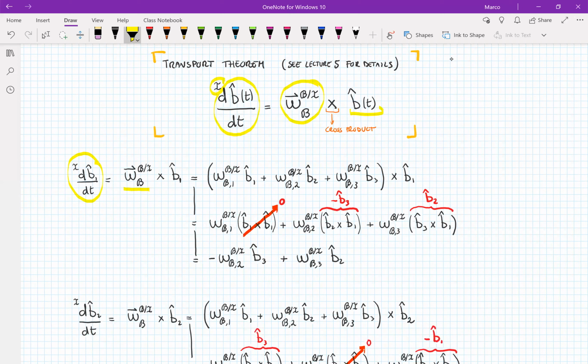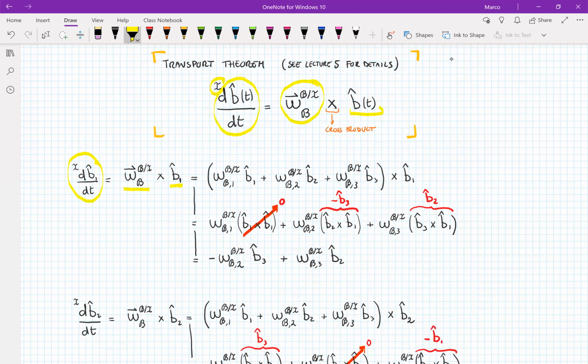So we have the cross product of the angular velocity times v1. Now you understand why we derived the angular velocity. It's because of this theorem, which is called the transport theorem, because we need that in order to find the derivative with respect to time of a vector.